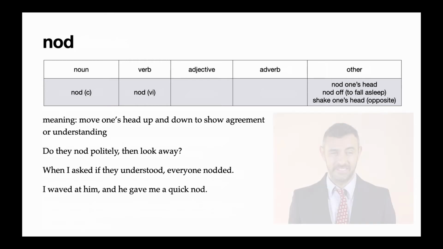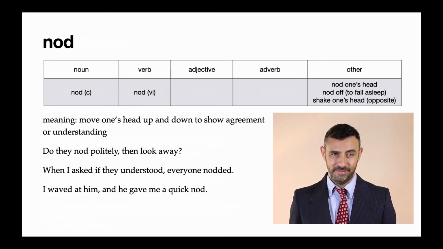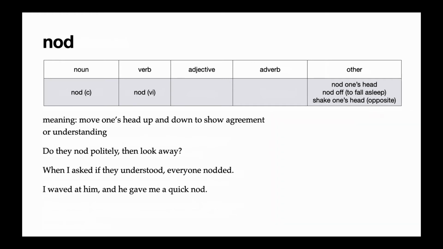Nod means to move your head up and down to show agreement or understanding. This is a very common gesture all over the world. The example in the reading was, do they nod politely, then look away? The second example is, when I asked if they understood, everyone nodded. Or, I waved at him and he gave me a quick nod.